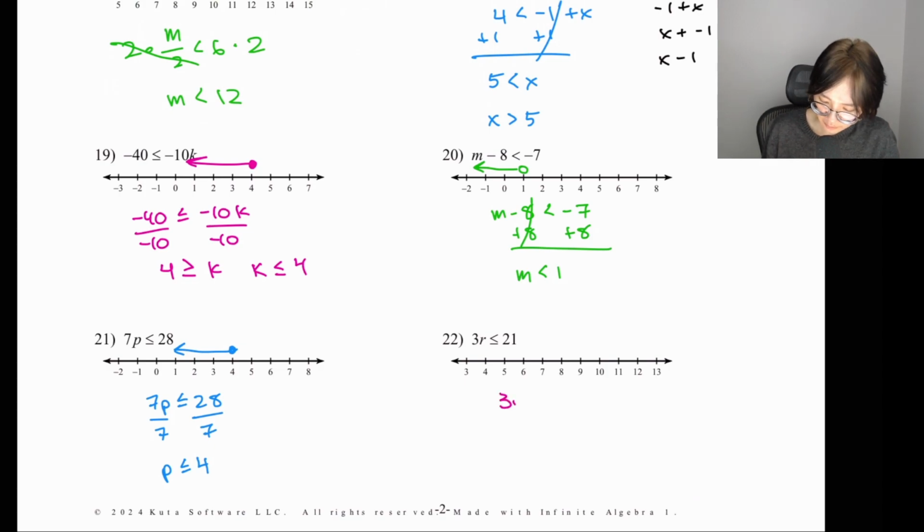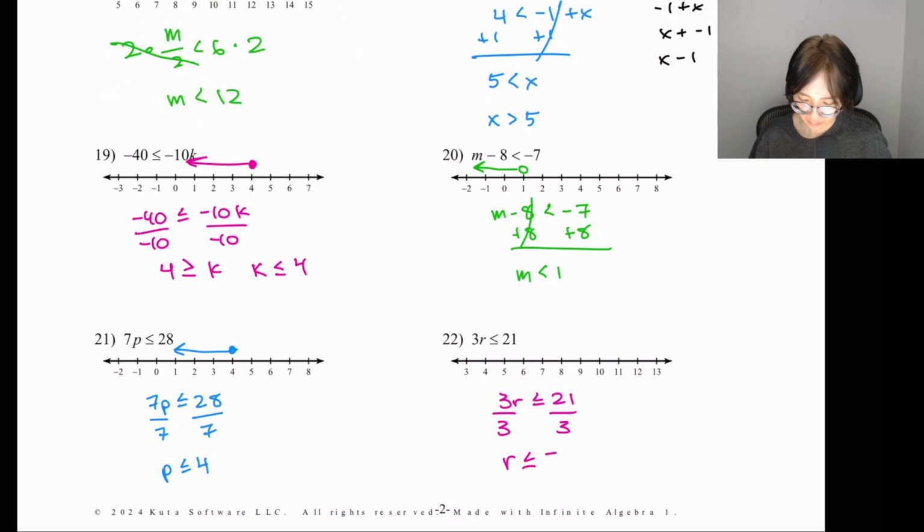Last one. 3r is less than or equal to 21. 3 times r. The opposite of 3 times is 3 divides, so divide both sides by 3. r is less than or equal to 7. 7 is right here. Everything less than 7, so that direction.